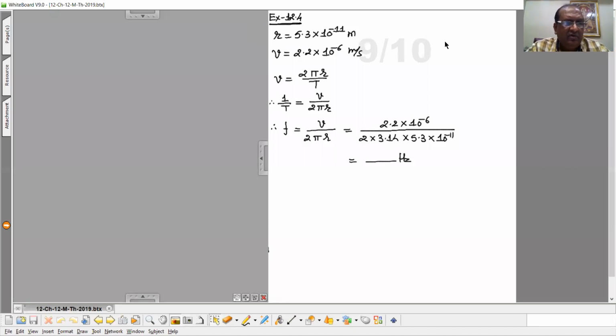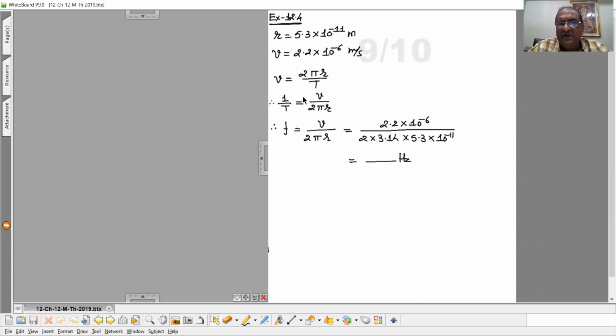According to the classical electrodynamic theory, calculate the initial frequency of the light emitted by the electron revolving around a proton in a hydrogen atom. So in the previous example 12.3, we calculated the radius of the orbit of the electron and its orbital speed. Radius comes to 5.3 into 10 raised to minus 11 meter, and orbital speed is 2.2 into 10 raised to 6 meter per second.